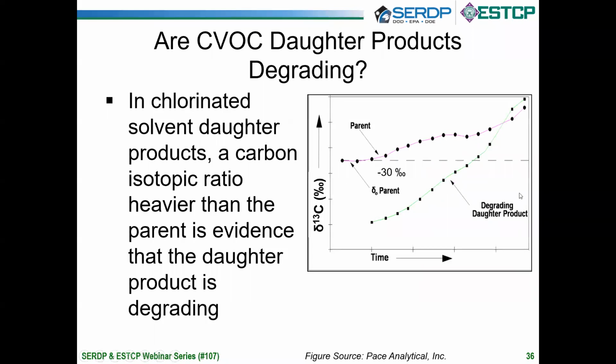Now, if that daughter is degrading, so if we say cis is degrading to vinyl, then often what will happen is the parent's degrading, the cis is biodegrading, and you'll go well beyond that negative 30 per mil. And in a more complex figure, you might have vinyl chloride and then ethene in here as well. So you can then see values of cis that are going to be heavier than that negative 30 per mil.